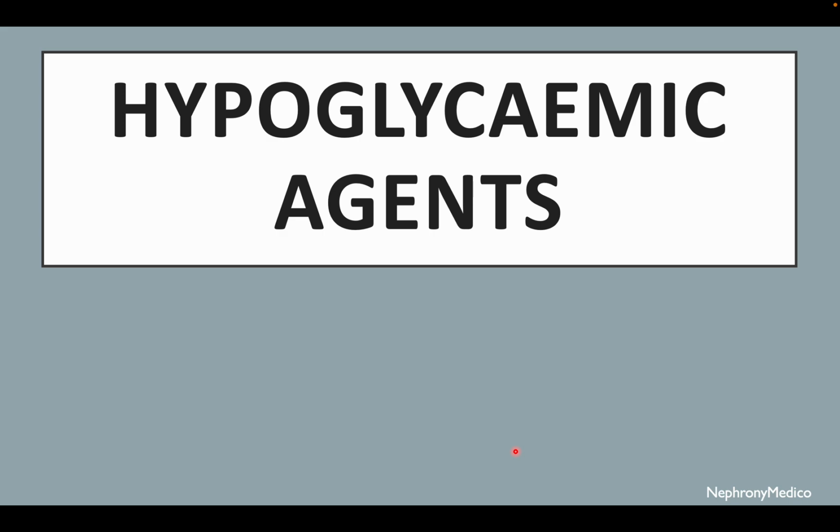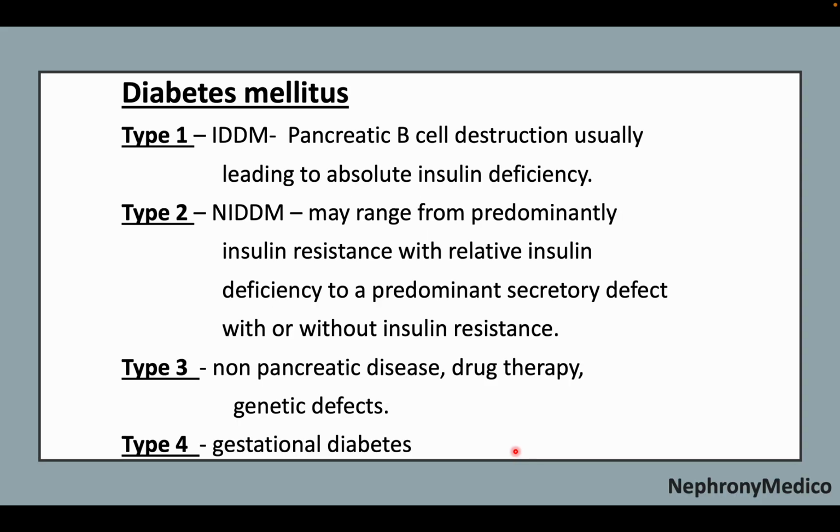Hello and welcome. Let's talk about hypoglycemic agents. Now, diabetes mellitus may be type 1, type 2, type 3 or type 4. Type 1 includes insulin dependent diabetes mellitus, type 2 includes non-insulin dependent diabetes mellitus, type 3 includes non-pancreatic disease, drug therapy and genetic defects, and type 4 includes gestational diabetes.